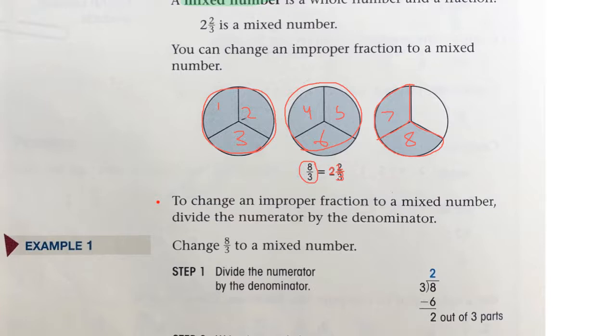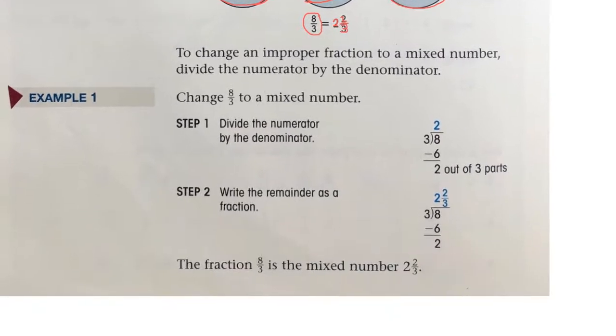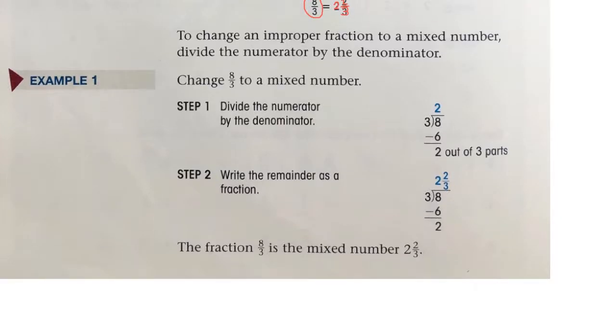So to change an improper fraction to a mixed number, you can divide the numerator by the denominator. And that's what example 1 shows us. Change 8 over 3 to a mixed number. Instead of counting the picture or making a picture, we can do the first step of dividing the numerator by the denominator. Remember, the numerator is on top, so it goes in the shop, in the division box. The denominator is the number on bottom. It's doing the dividing, so it's outside of the box.